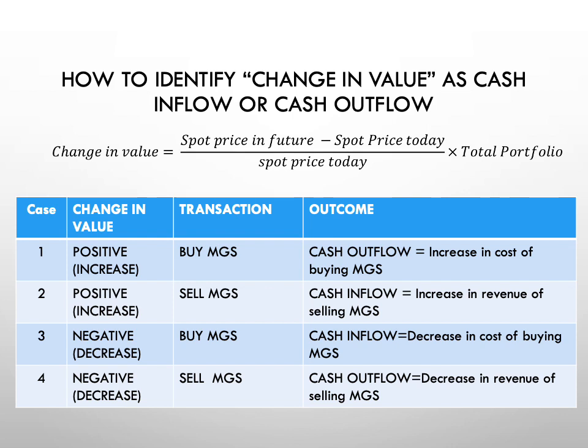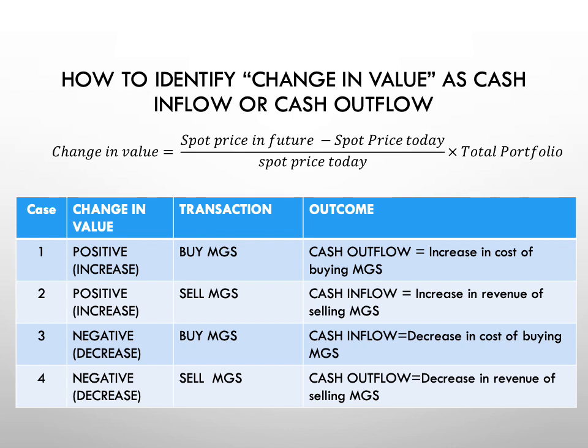Case number 3, you calculate change in value, you get negative value, and your transaction in spot market, you buy MGS. That means it is a cash inflow because it is a decrease in cost of buying MGS. You pay less at the time you buy bond. So that is your cash inflow.